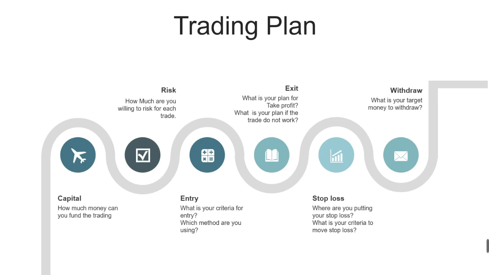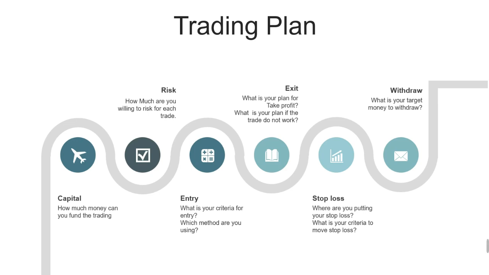So the next one, exit, is what is your plan if the trade does not work? So you have entered a trade, then you found that, oh my God, I've entered wrongly. I mean, we are human. We tend to make mistakes. So what is your plan if the trade does not work? You cut losses, or you wait until it reaches your stop loss? It all depends on yourself. You must know what is your exit plan. Two ways. One is to take profit. One is to cut loss.